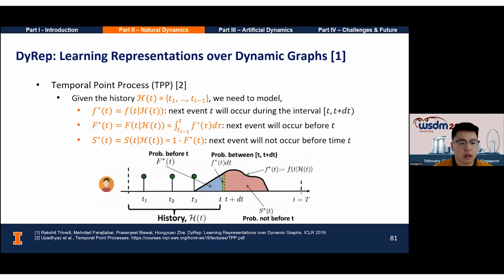In this figure, we can have a better illustration of this modeling. The f(t) here means the next event will occur during the interval t to t plus dt, which is the green area in this figure. The capital F(t), that the next event will occur before t, is the blue area of this figure. And S(t) represents that the next event will not occur before time t, which is the pink area plus the green area.